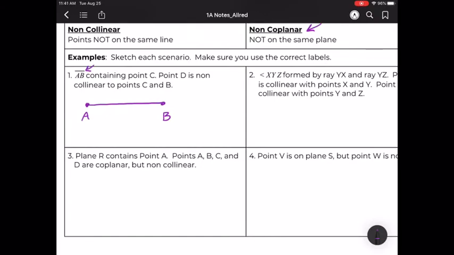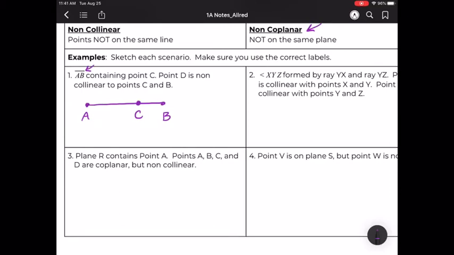That word contain means that C has to be somewhere along that segment. Because this is a segment and there are no points outside of A or B, C has to be somewhere on that segment between them. It doesn't have to be the exact middle. Okay? If I just use the word between or contains, it doesn't have to be in the middle. It just has to be somewhere along that segment.